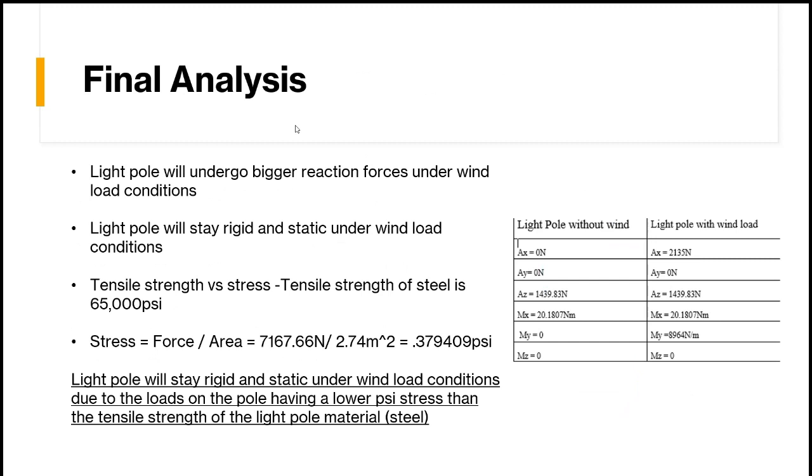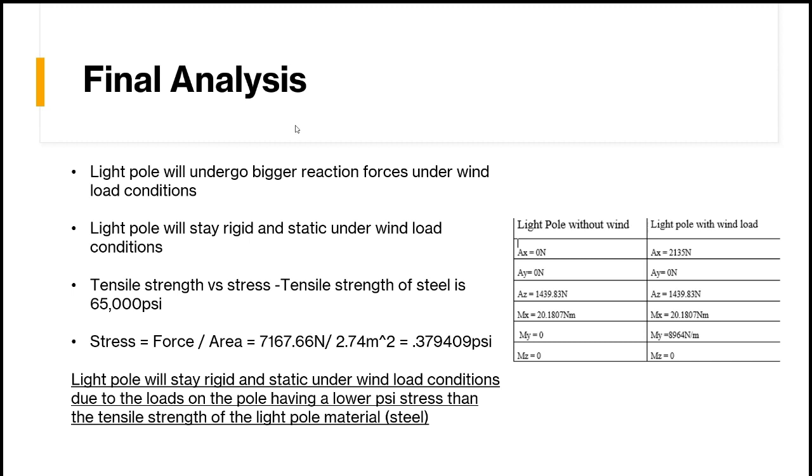So the final analysis. The light pole will undergo bigger reaction forces under wind load conditions, of course, due to the wind loads. The light pole will stay rigid and static under wind load conditions, and we can assume this based off tensile strength versus stress. If we assume our light pole is made out of steel, the tensile strength of steel is 65,000 psi. Then we can solve for the stress on this light pole based off the force over the area of the light pole the force is acting on. So we can assume the force is 7,167 over 2.7 meters squared of area, and this gives us a small psi, not even comparing to the 65,000 psi the steel would be able to handle.